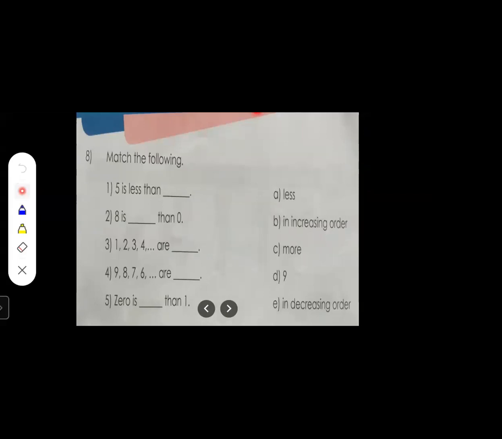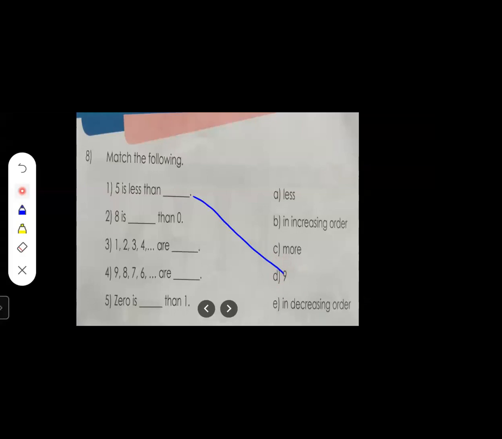Now the next one. Here what are we going to do? We are going to match. We have to match the following over here. So let's read out the first one. What is given? 5 is less than dash. 5 is less than which number? See, 9 is there. 5 is less than 9, right? So here we are going to draw a line to D. 9. 5 is less than 9.